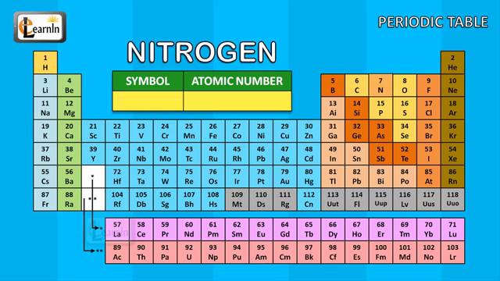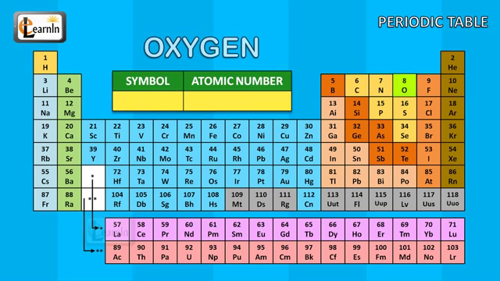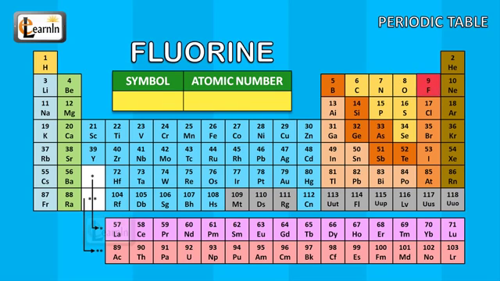The element nitrogen is represented as N and has an atomic number of 7. The element oxygen is represented as O and has an atomic number of 8. The element fluorine is represented as F and has an atomic number of 9.